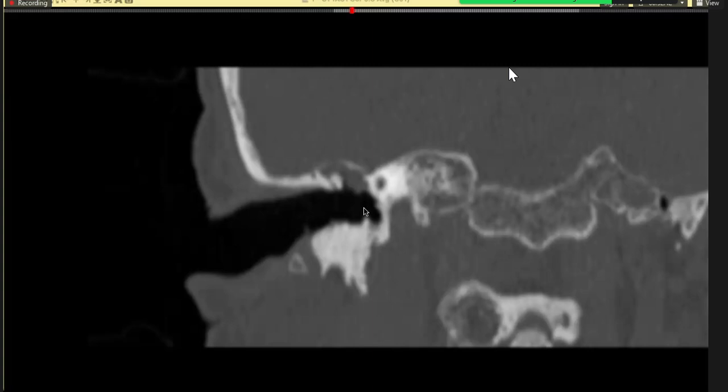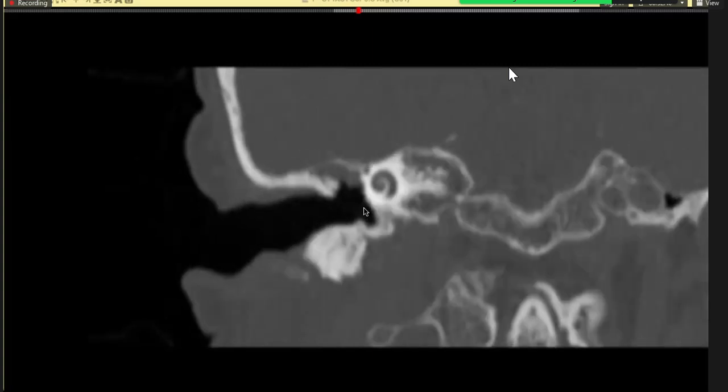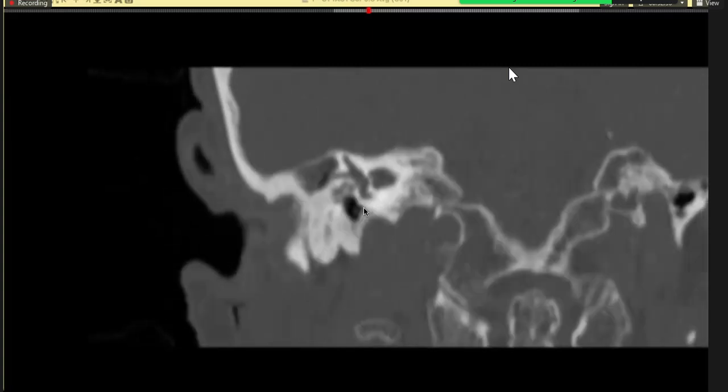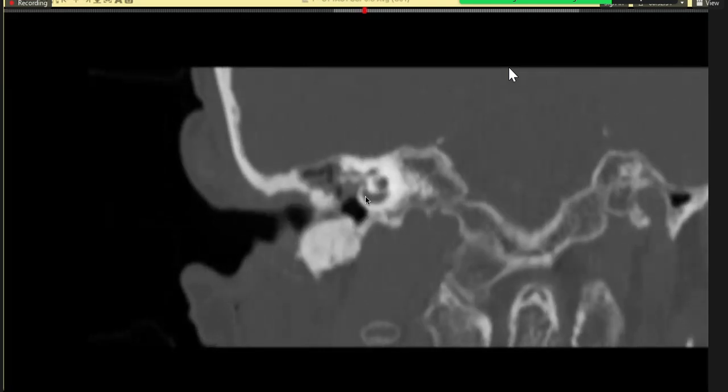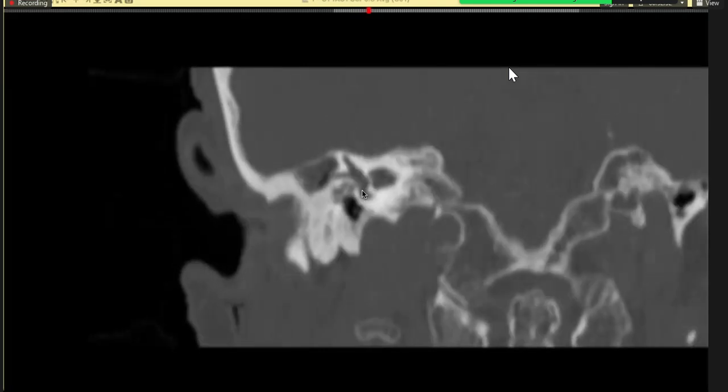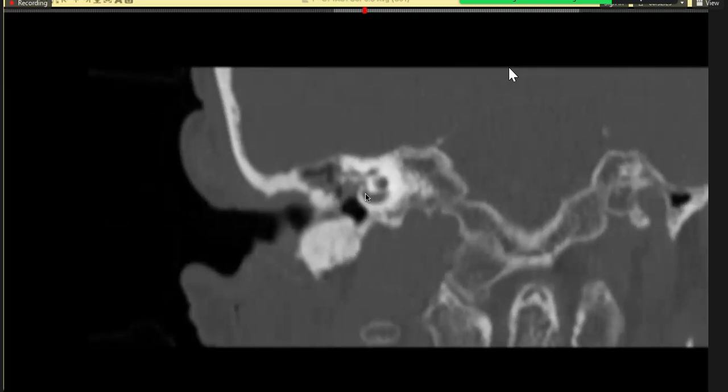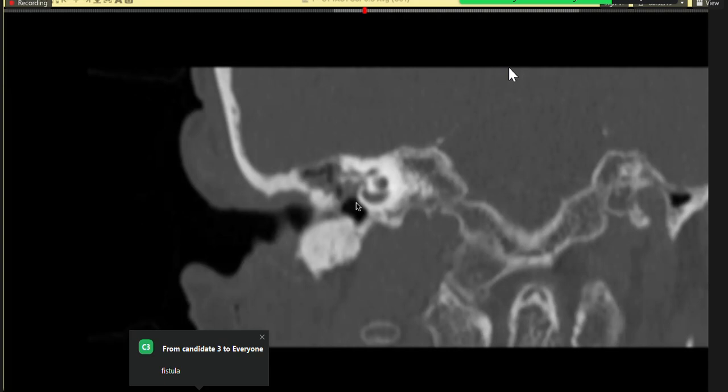Where is the lateral semicircular canal? Sir, lateral semicircular canal. Sir, so this is the lateral semicircular canal. Show me the labyrinthine portion of the facial nerve canal. Okay, sir.